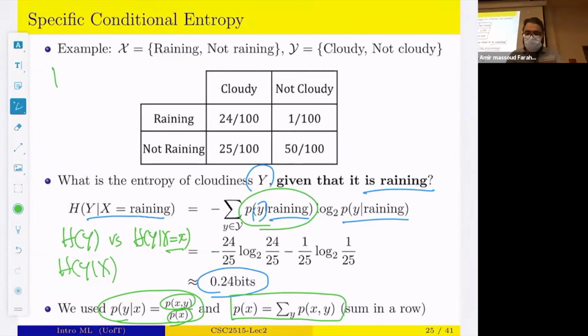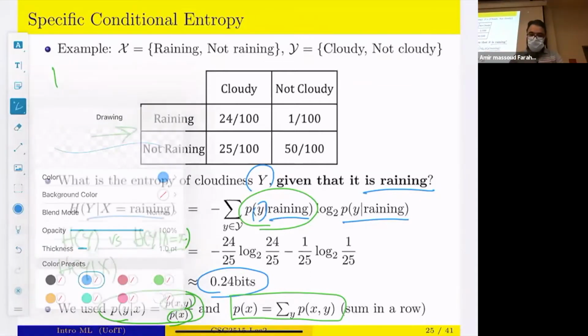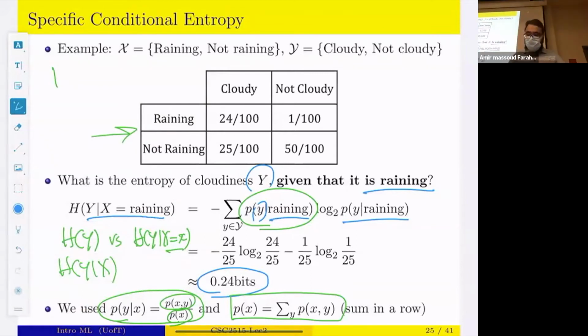So there's also a question of how to calculate P of X and Y. P of X and Y is this table. So this table is P of X and Y. So P of, say, cloudy and rainy is 24 over 100. Okay.